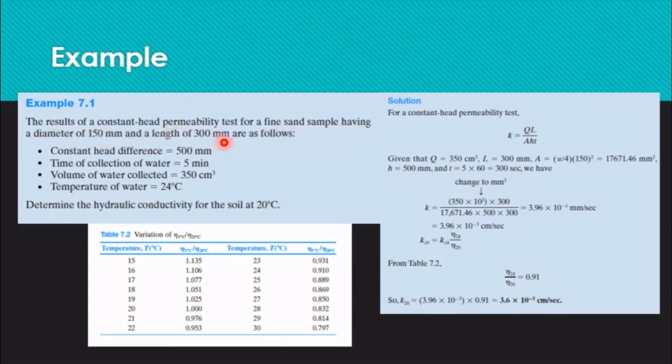Constant head difference, that's the H. Time of collection, the T. Volume of water collected, this is the Q. And then the temperature of water is 24 degrees. This is also recorded because viscosity, or the flow of water, differs at different temperatures. Of course, when it's colder, the viscosity is higher, so it is harder for the water to flow.